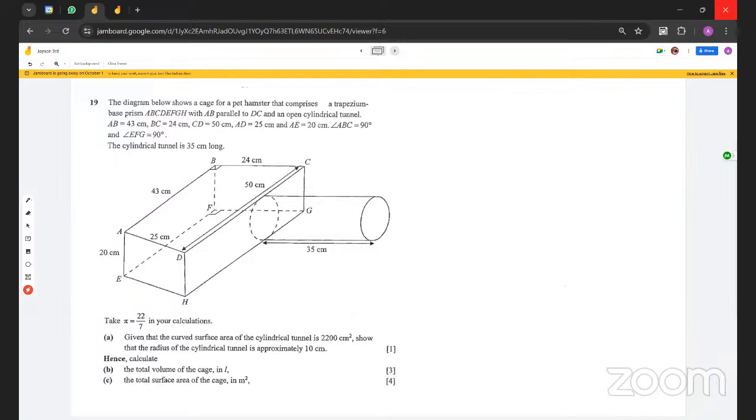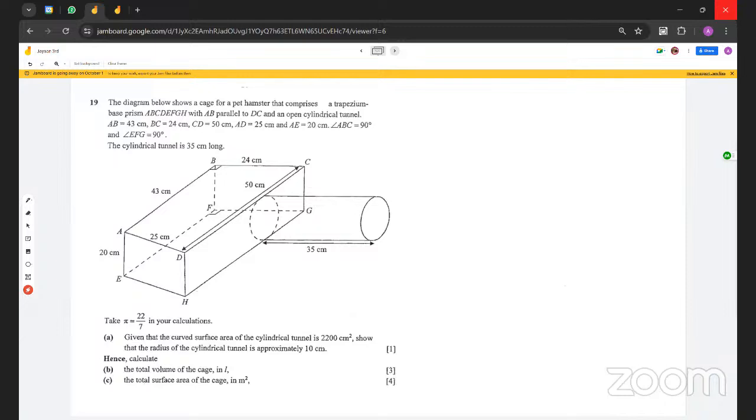I tell you a lot of stuff, like AB parallel to DC, the length of this, blah, blah, yada, yada. In this kind of question, whatever they tell you is supposed to be in the drawing already. If they tell you that AB is 43 centimeter, actually it's in the drawing already. They tell you that angle ABC is 90 degree. Well, it is in the drawing. Although it doesn't look very 90 degree, there's a symbol of 90 degree.